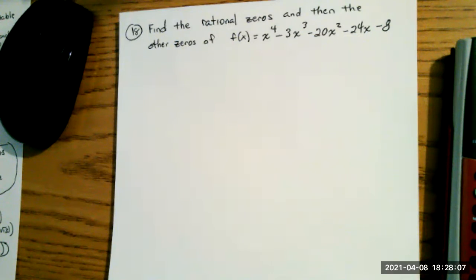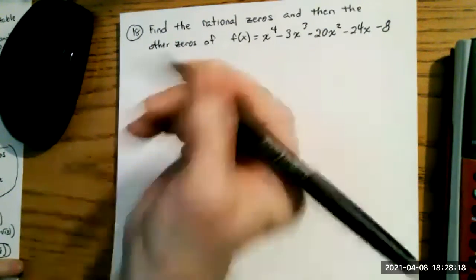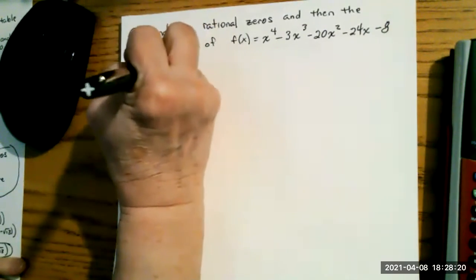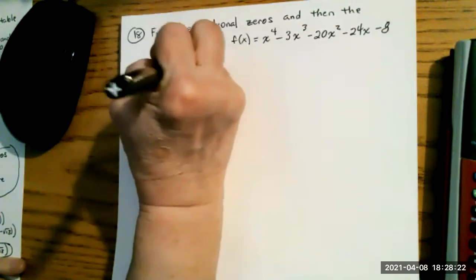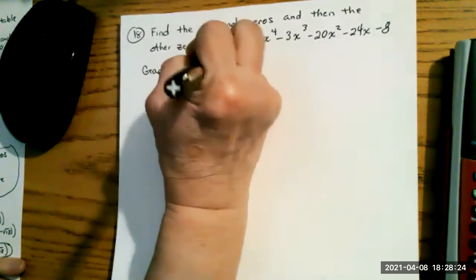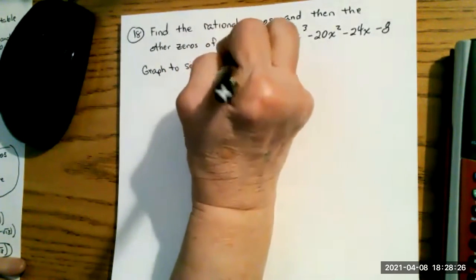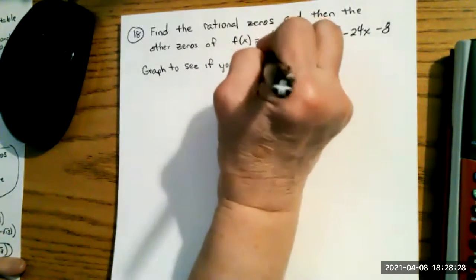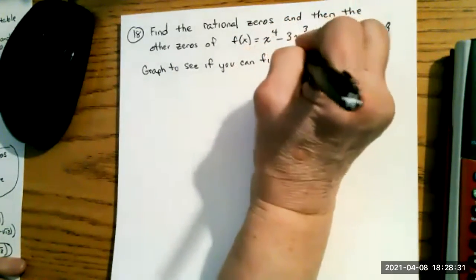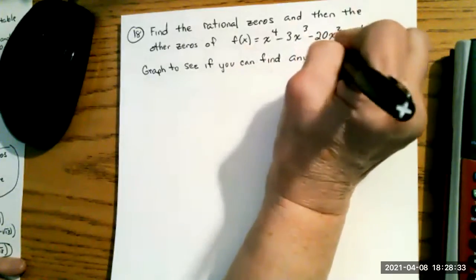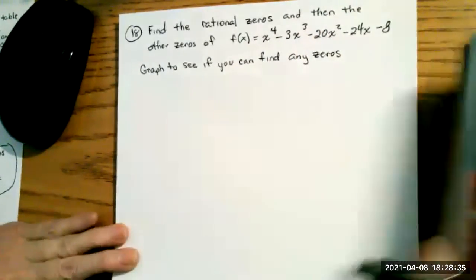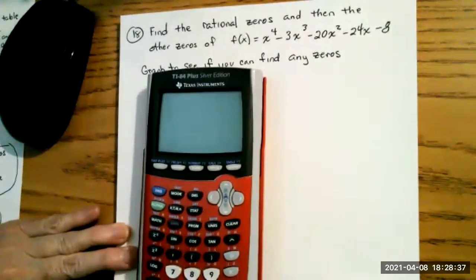All right. They don't give you any of the zeros like sometimes they do, and you can use synthetic division then to break it down. So your best bet when you don't have any zeros is to graph. Graph to see if you can find any zeros. Okay? All right, so I'm going to put this in my calculator.